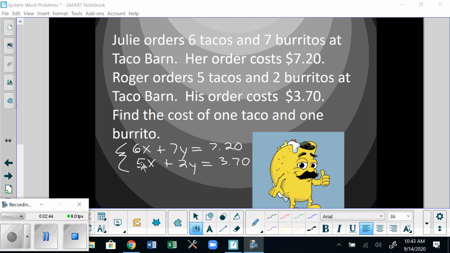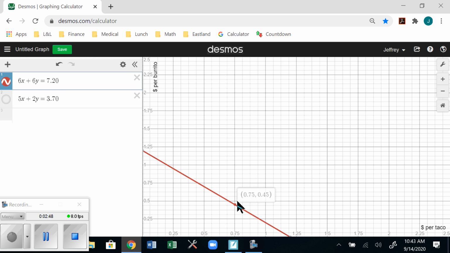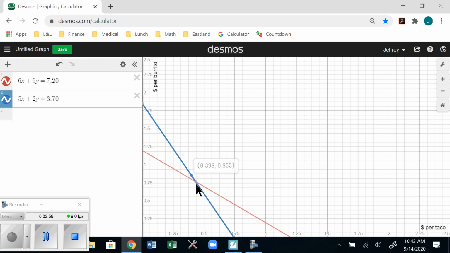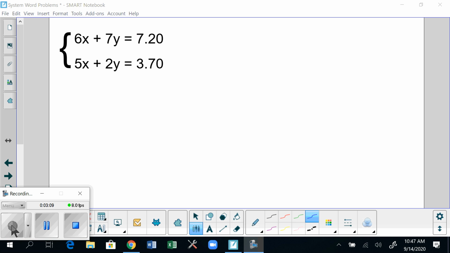And think of this graphically now. Now that I have these 2 different orders, here you can see all the hundreds of different combinations that Julie's order could equal. But now if we also throw in Roger's order and all the combinations that that order could equal, well, this point where they cross right here, that's going to be my correct answer. I know that's going to be the cost of 1 taco and 1 burrito.